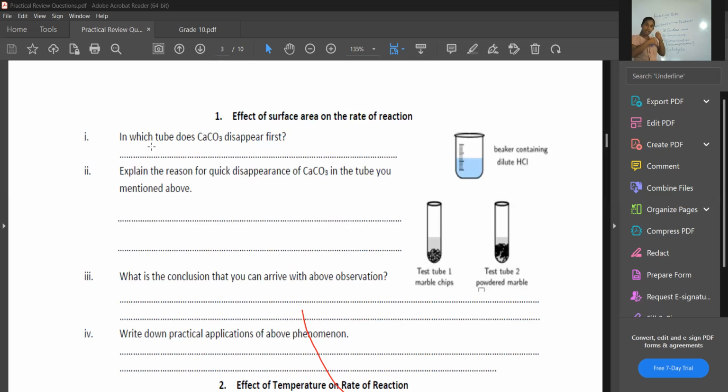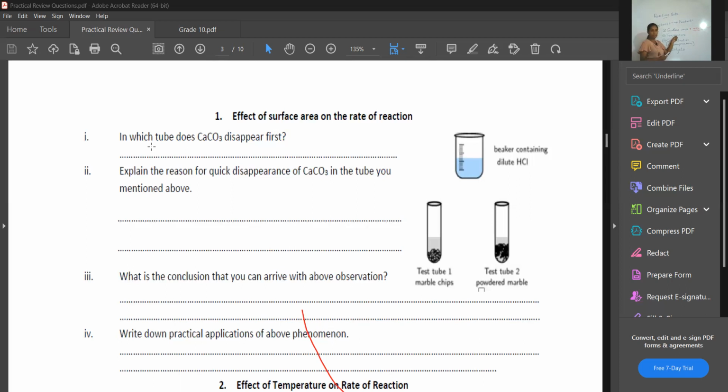If the surface area is more, that means more collisions are there. So more reactions are going on, then the reaction rate becomes high. So if the surface area is more, more collisions occur, then the reaction rate is high. I will write in short form: if the surface area is high, that means more collisions. If there are more collisions, what happens? The rate increases.